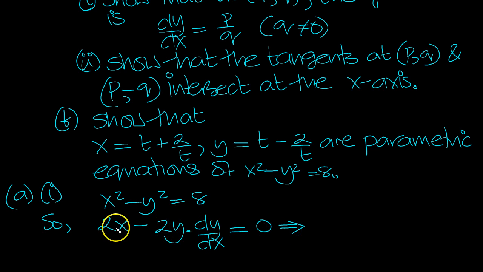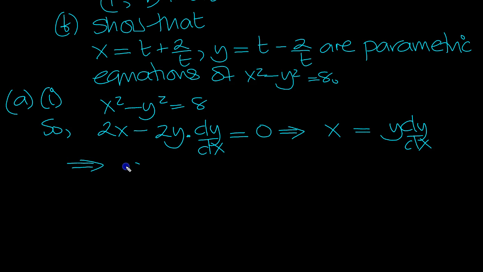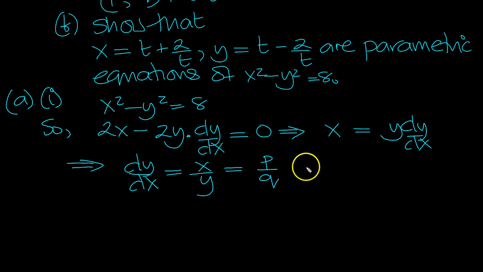So divide by 2 all the way through, and we can see that x will equal y times dy dx, and so we can find out dy dx, can't we? Move the y from times to divide, it will be x over y. I've written it down from right to left. At the point PQ, this will equal p over q, when x is P and y is Q. So there's A part 1. Part 2.